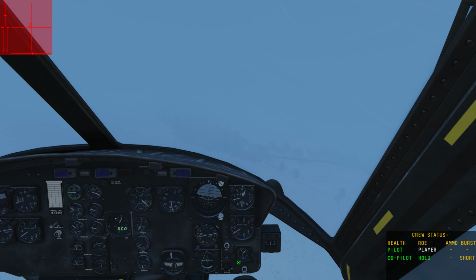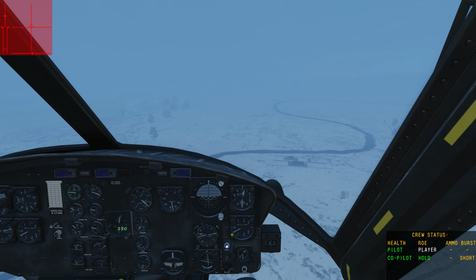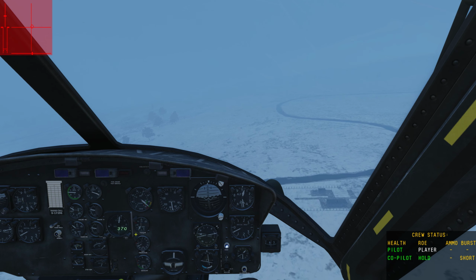Slightly above glide slope. Right of glide path. Still don't have the runway in sight, but seeing the ground makes it a lot easier to control the aircraft. Coming back on glide path, on glide slope. Got a good descent rate, 500 feet. 370 AGL.